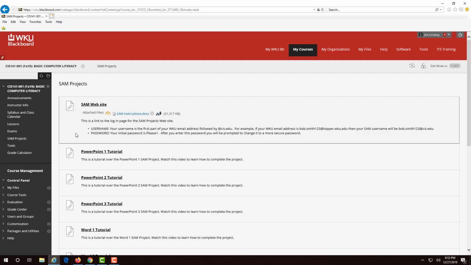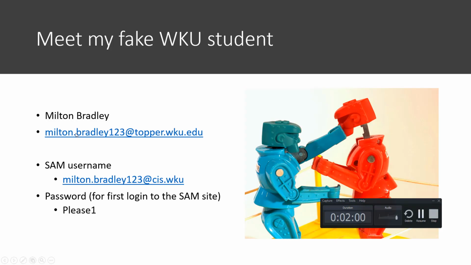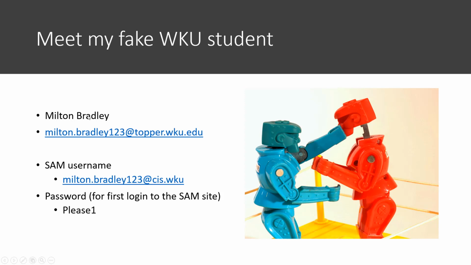I want to let you see that process. The student account I'm going to use is for a fictitious student named Milton Bradley. You've probably heard Milton Bradley before. It's a company that makes games. That's why I chose it, because it was a name that most people would recognize. I checked in Western's database of students, and as far as I can tell, there's not been a Milton Bradley here. So my fake WKU student is Milton Bradley.